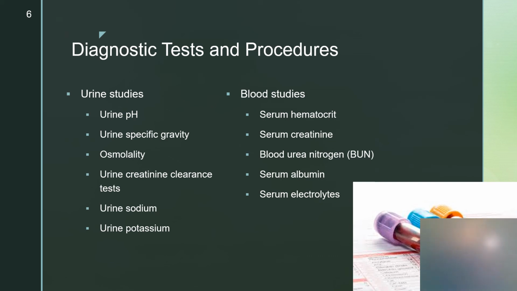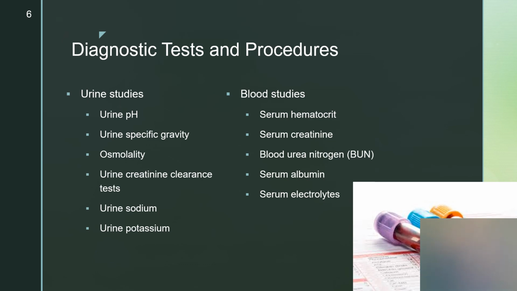Serum hematocrit is the percentage of blood volume composed of red blood cells. These levels are elevated with fluid volume deficit because of blood concentration. The levels will be decreased with fluid volume excess because of dilution. Serum creatinine is a better indicator of renal function than blood urea nitrogen. High levels will indicate a poor renal function. Blood urea nitrogen provides an indication of renal function also. Fluid volume deficit or poor renal function is going to result in an elevated BUN, and fluid volume excess will result in a low BUN.